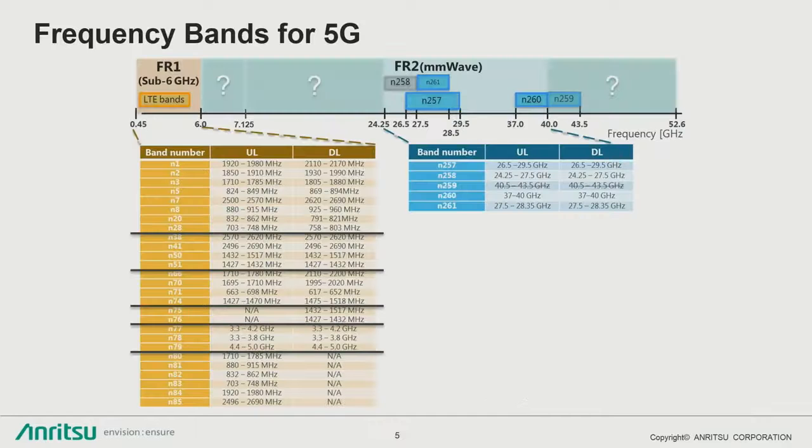All right, so what frequency bands? So I mentioned earlier that millimeter wave is a primary one, and that is where you're getting a lot of your high bandwidth, right?